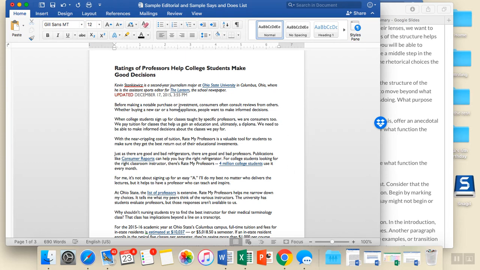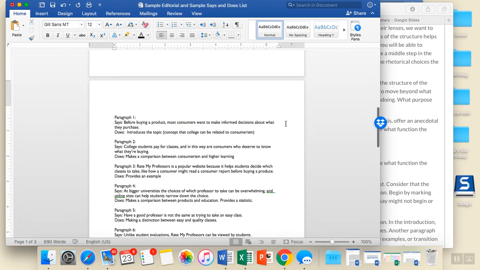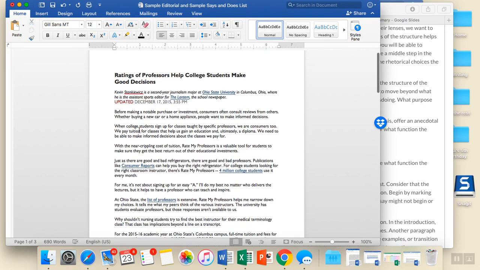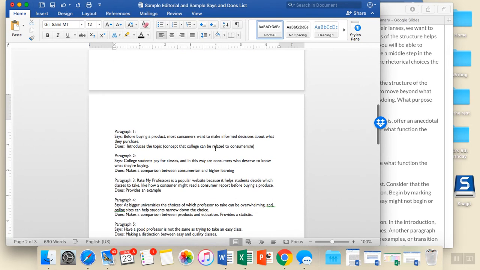So you notice this first paragraph, I would go down now to my does list, and you can write all your says statements first and then your does statements, or you can do one and the other, however you want to organize it. But I said that this first paragraph introduces the topic. It just does. And I put in parentheses what the topic was. And if you look up to the second paragraph, where the author correlates buying products online with shopping for professors, I said that paragraph makes a comparison between consumerism and higher learning.